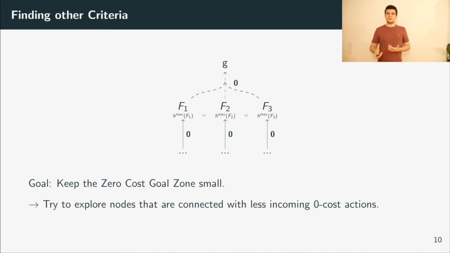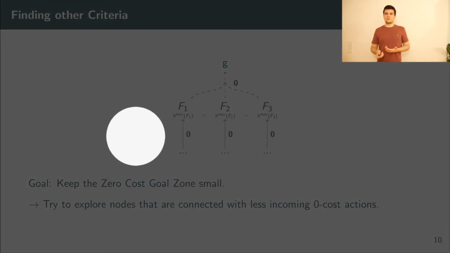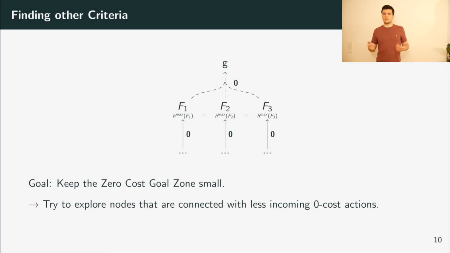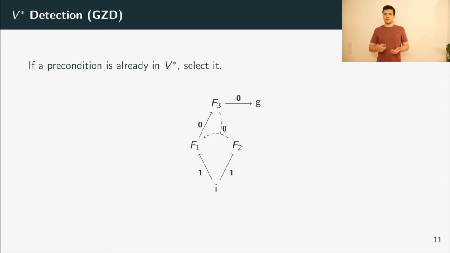But what if we can select such a node if there are just zero cost actions coming in? We had multiple suggestions for this in the paper, but I will skip this due to time constraints. I will just introduce one more criterion, which says if a precondition is already in the goal zone, just select this precondition. And this seems kind of counterintuitive, because what I said before is we construct a justification graph, and afterwards we want to expand the goal zone.